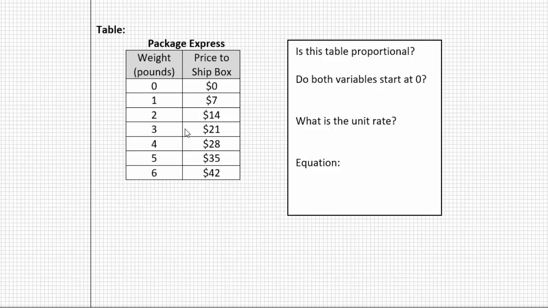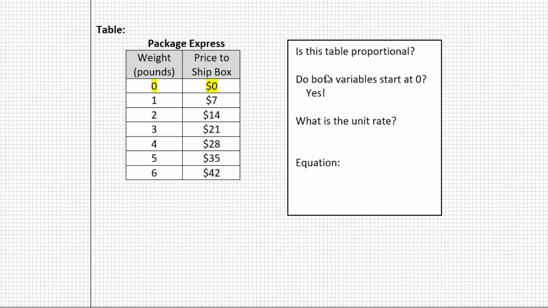Before we get into that, let's identify, what is this table telling us? What are our two variables? Well, it looks like we're at a package company called Package Express. And it looks like we're looking at the weight in pounds of a package or a box and the price to ship it. So these are our two variables. See if you can analyze this table to decide if it's proportional, and then check back when you're ready to compare.